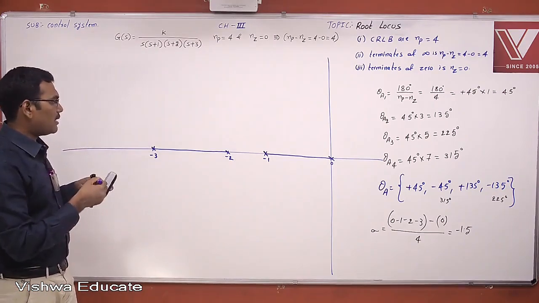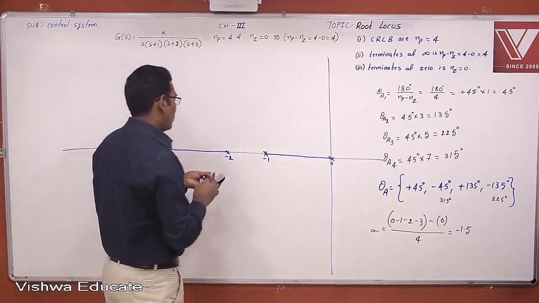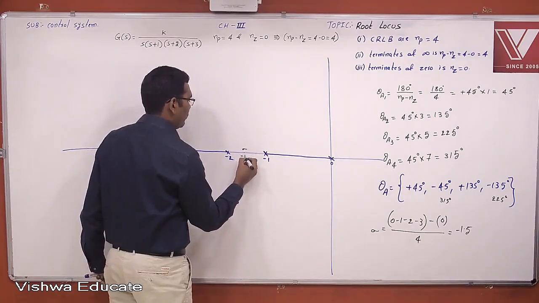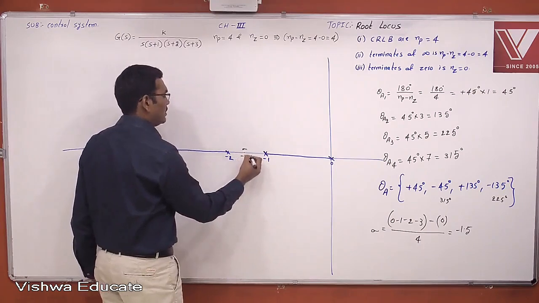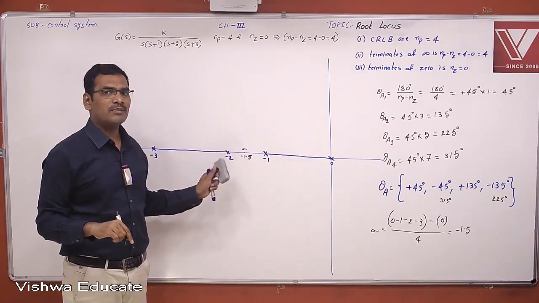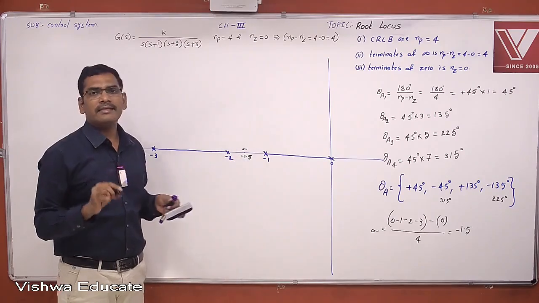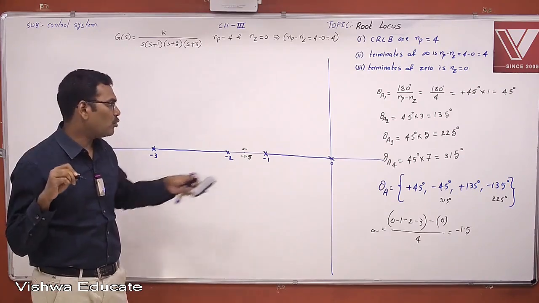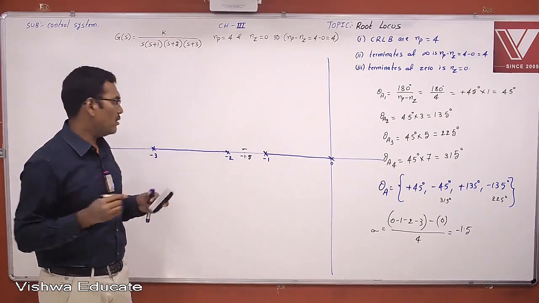Now the centroid, where is the centroid sigma? The centroid, which is nothing but sigma, is -1.5. You can see here that the centroid is not on the root locus branch. It is on the real axis. The centroid lies anywhere on the real axis. It may be on the root locus branch or it may not be on the root locus branch.